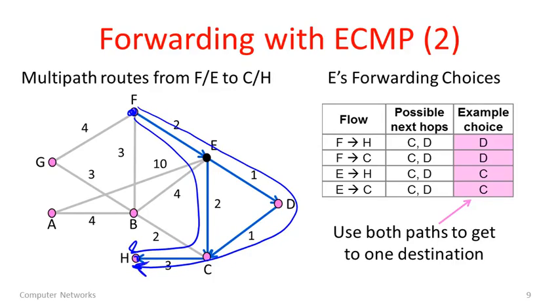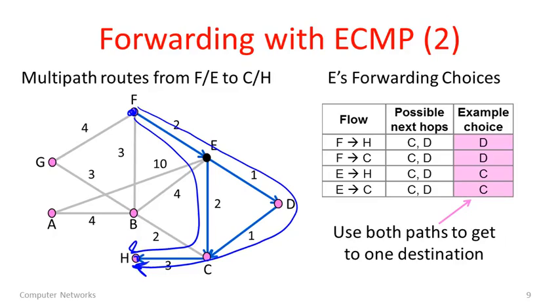We can take those different choices, and the paths from F to C, and the paths from E to C as well as E to H. Well, I said one twice there, but you can see that there are 4 different source-destination pairs. I've listed them here as flows: traffic from F to H and F to C, as well as E to H and E to C.